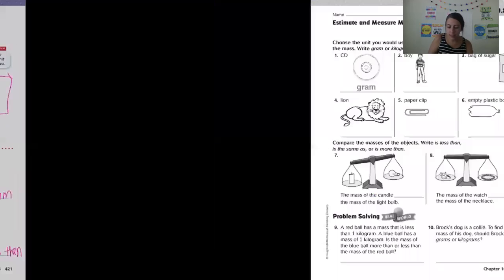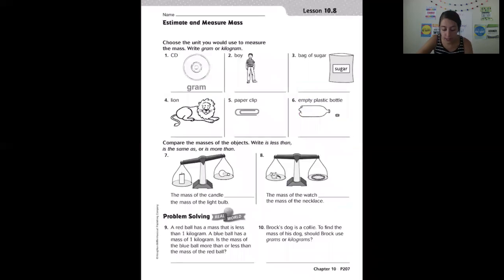Now, for your independent work today, what you are going to do is decide whether you are going to measure something in grams or kilograms. So you're going to complete numbers 2, 3, 4, 5, 6, 7, 8, 9, and 10. So this is for your independent work that you will submit to Edsby.